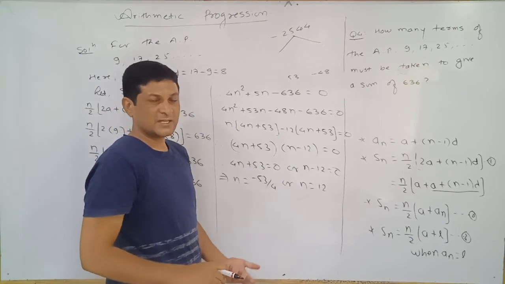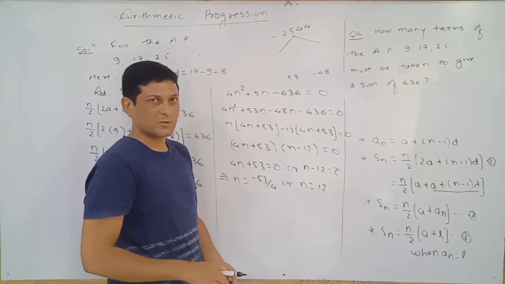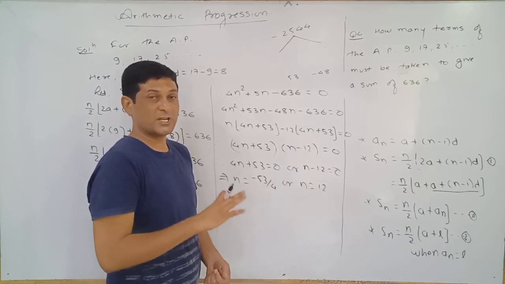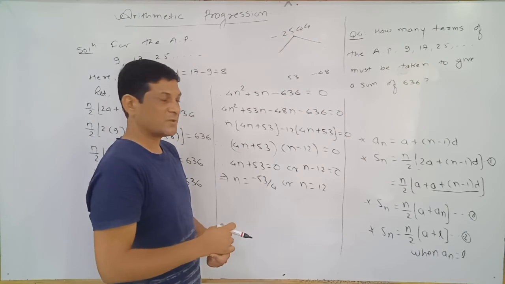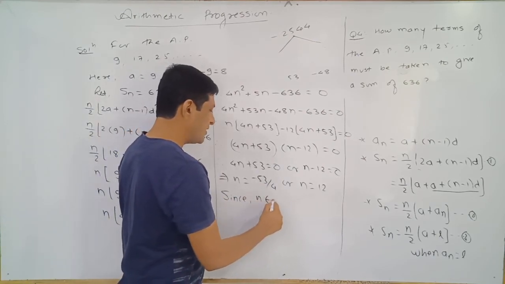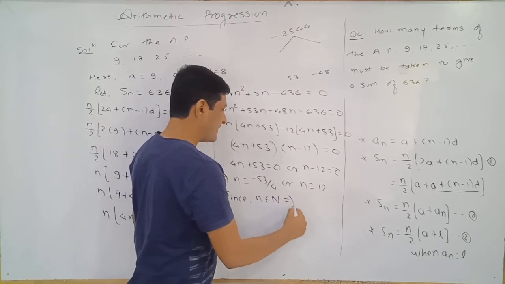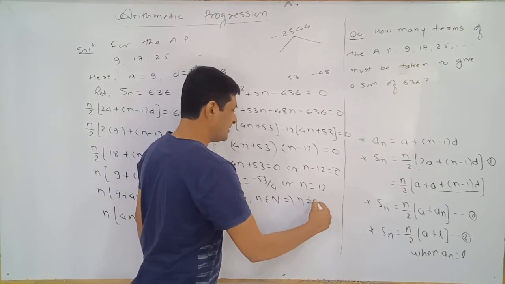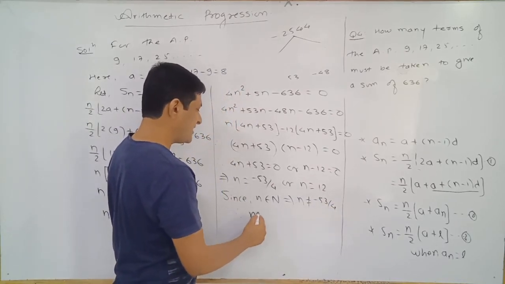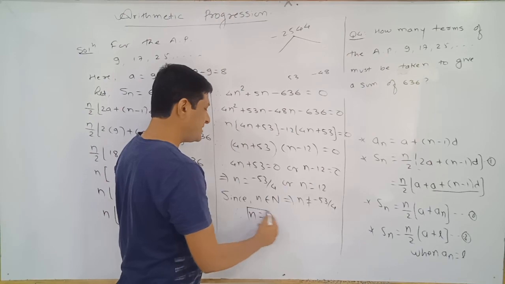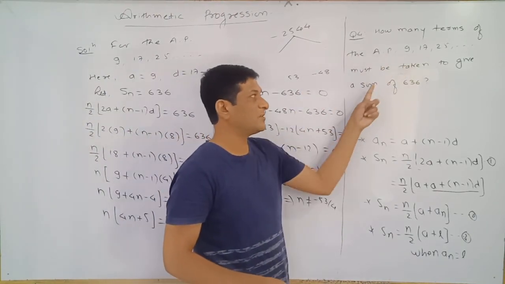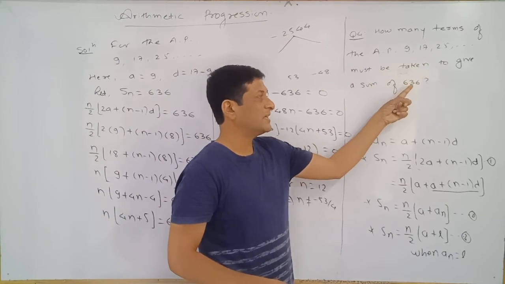We know that n is the number of terms in the arithmetic progression. Already in some examples we have seen that n belongs to the natural numbers, because the number of terms takes values from the natural numbers. So since n belongs to natural numbers, the value of n equal to minus 53 by 4 is not possible. Means we can say that here n is equal to 12, and that is our required value here.